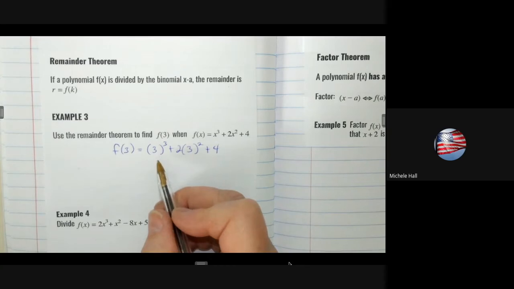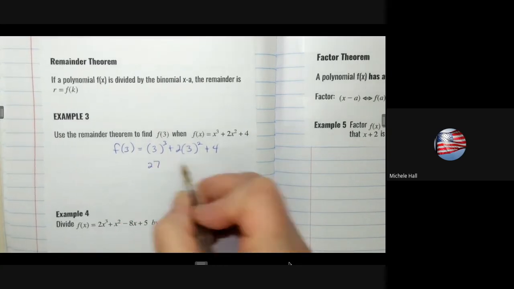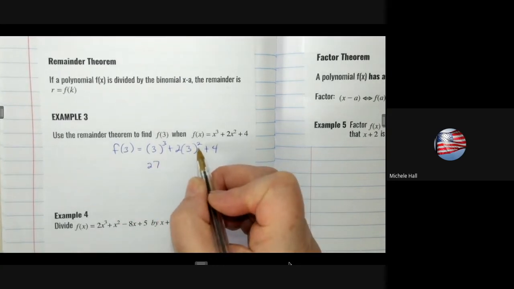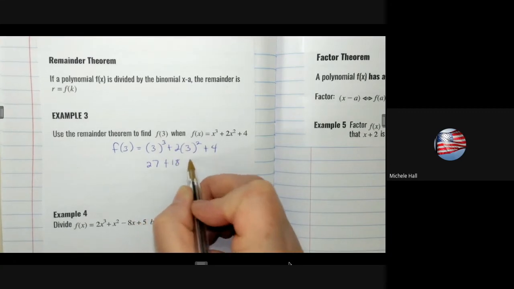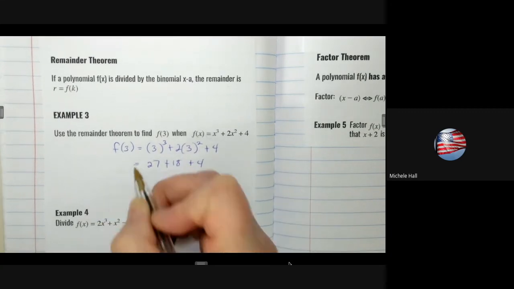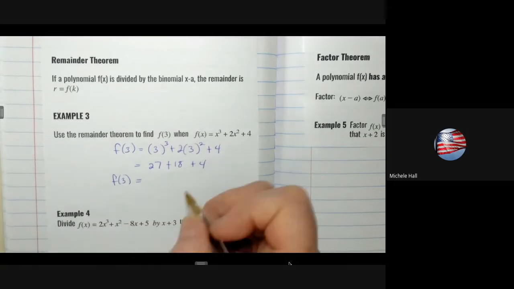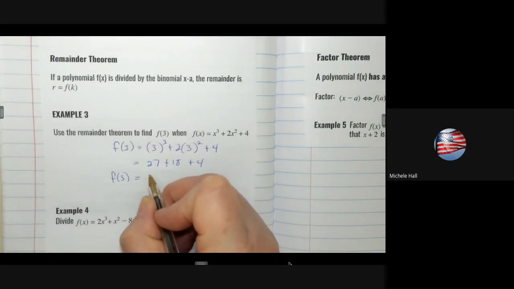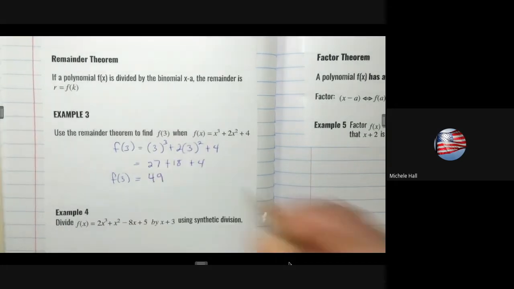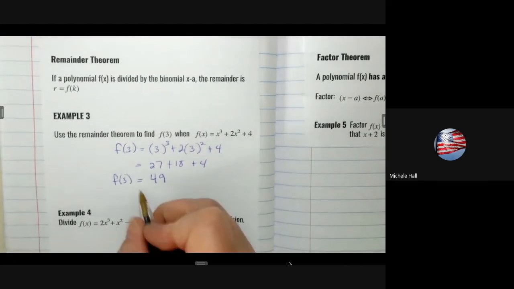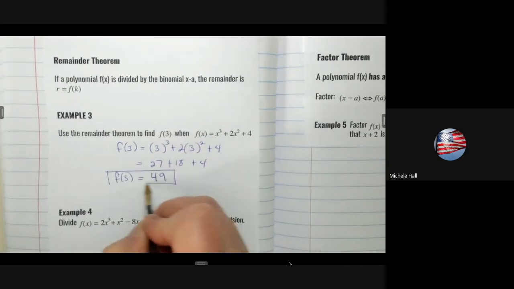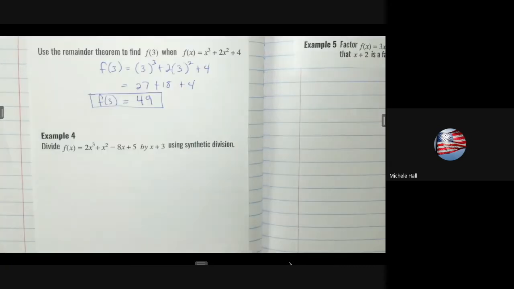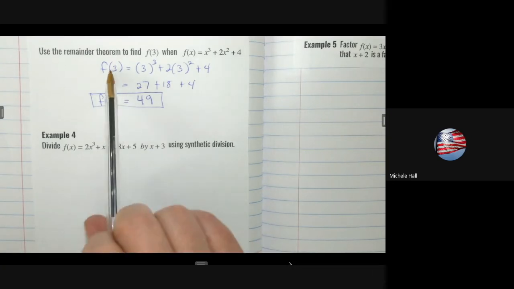Three cubed is 27. 3 squared is 9, times 2 is 18, plus 4. f of 3 equals 49. When we substituted in 3 for x, we found that y was 49. That means when I got a remainder of 49, that 3 is not one of the solutions.